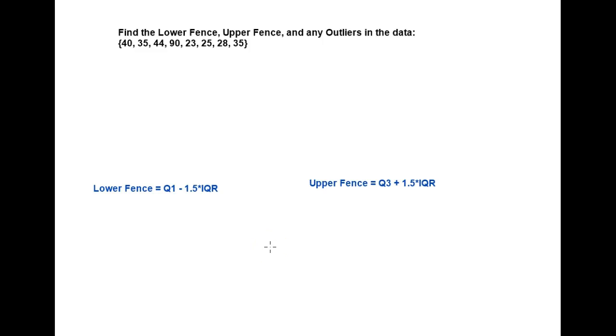In this video, I'll walk through some steps to find any possible outliers in a data set. Here we're given some instructions: find the lower fence and the upper fence and any outliers in the data. Okay, so step by step.